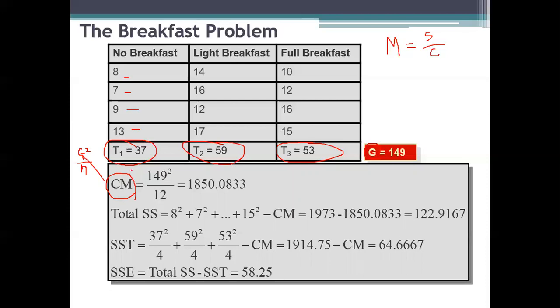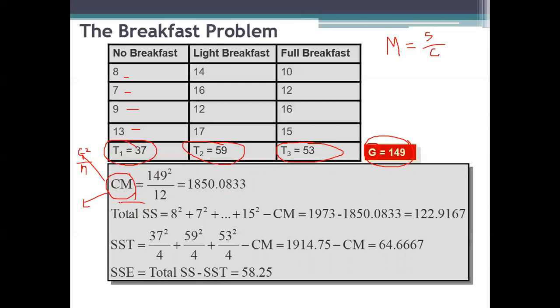So the grand total we get now is 149. So 149 square divided by n, which is 12. We have 12 students, isn't it? 4 plus 4 plus 4, so we get 12. So 149 square divided by 12, then we'll get 1850.0833. Okay, now that is the first step. We get the value of CM.